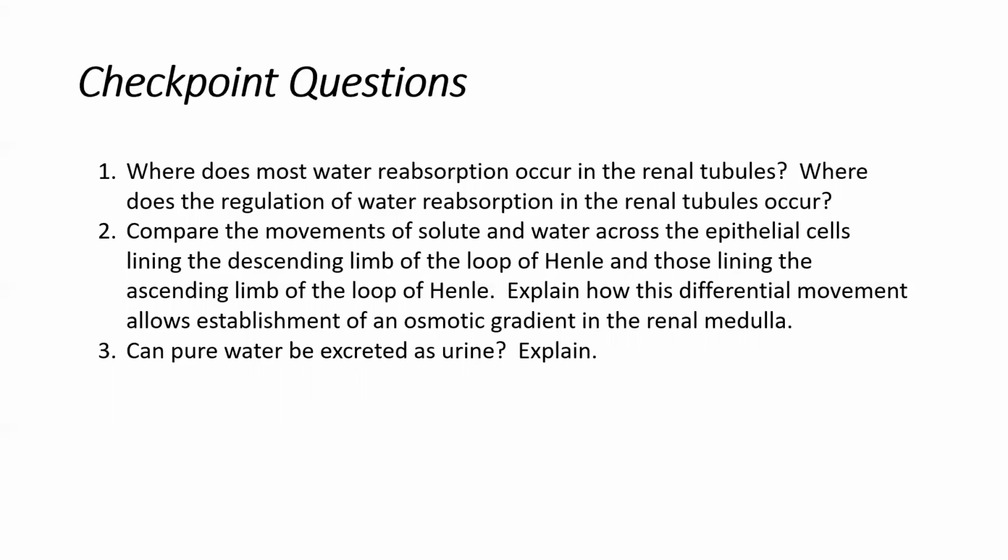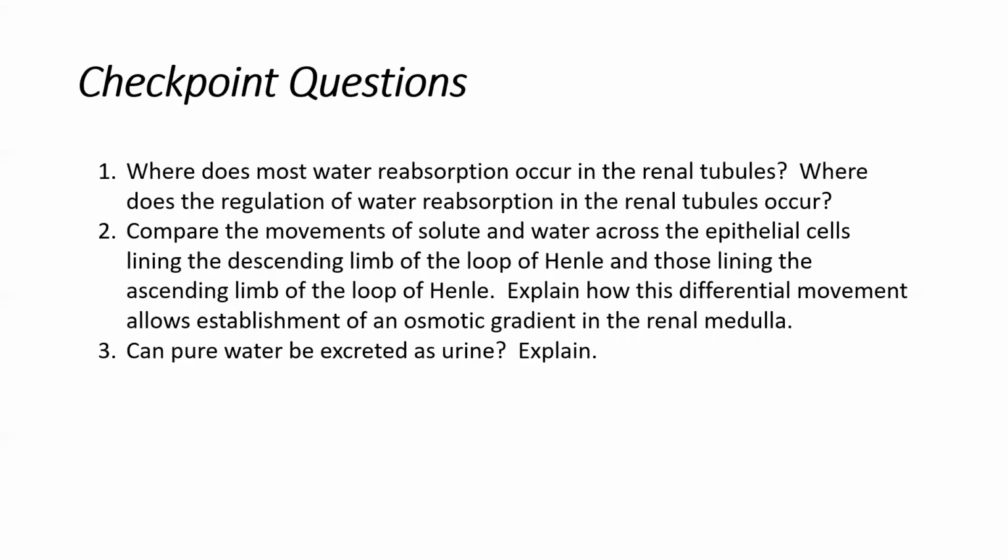Alrighty. We know that water is also reabsorbed in the descending limb of the loop of Henle, that is unregulated, and so it's going to be a lesser percentage, but it's going to be unregulated. Question 2, compare the movements of solute and water across the epithelial cells lining the descending limb of the loop of Henle and those lining the ascending limb of the loop of Henle. Explain how this differential movement allows establishment of an osmotic gradient in the renal medulla.